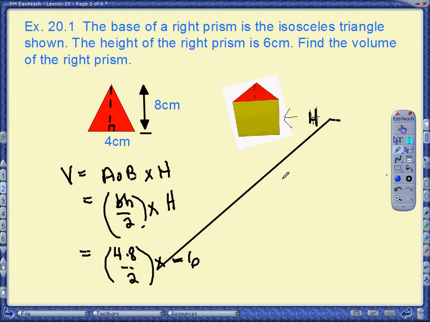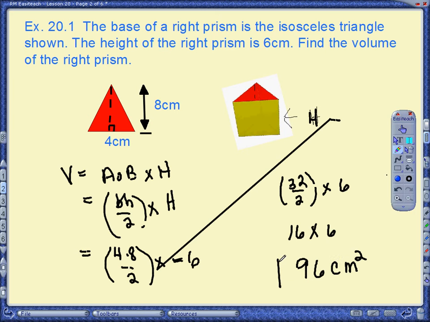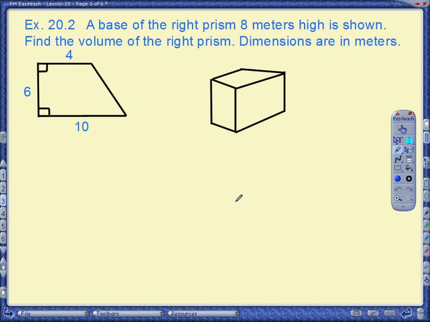4 times 8 is 32. 32 divided by 2, then times 6 is what we've got, the height of the whole shape. And 32 divided by 2 is 16. 16 times 6 is 96, and it's in centimeters, and that's our answer, 96 square centimeters.